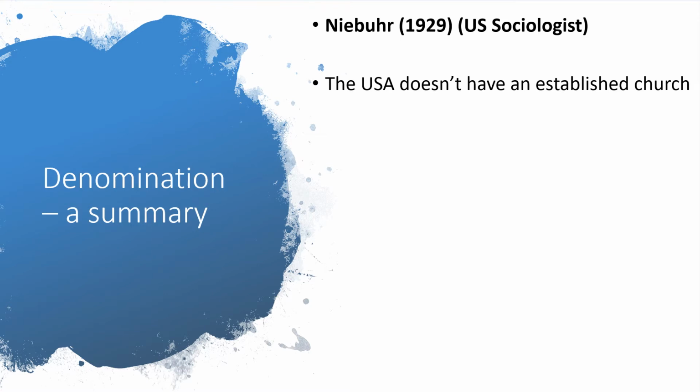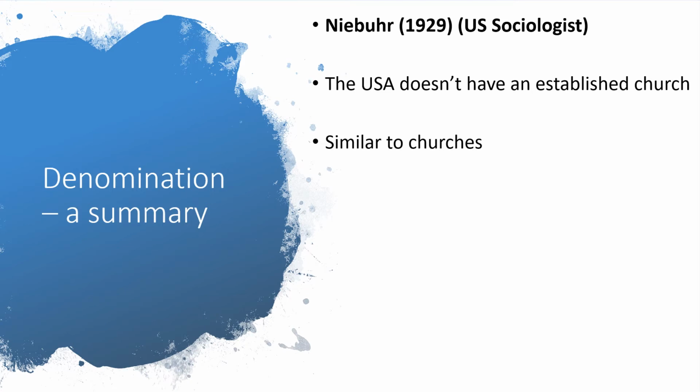To that end, it doesn't have an established church. So there is no Church of America, or there probably is a church called the Church of America, and Donald Trump's probably put himself at the top of it. But there's no established church. There is no church that's linked to the state in the same way that the Church of England is linked to the state here, or the Roman Catholic Church is linked to the state in many countries like Spain or Italy. So the USA has lots of different branches of religion, and that's where Niebuhr's ideas of denominations come from.